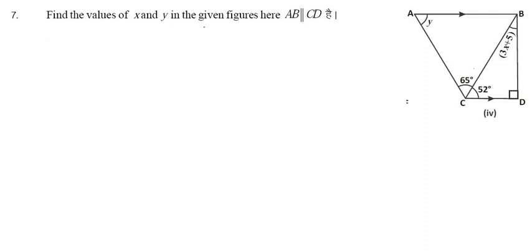Here is a figure. Find the value of x and y. So how can we find the value of x and y? In the figure, in triangle BCD, the angle sum is 180 degrees. So you can say this will be 90 degrees. So 90 degrees plus 52 degrees plus 3x plus 5 will be equal to 180 degrees.